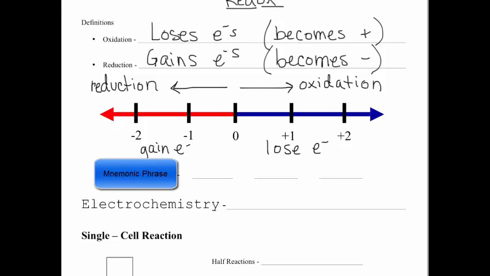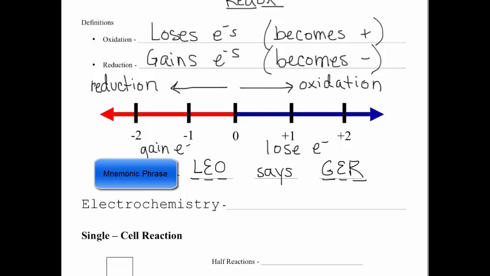So we use a mnemonic device to remind ourselves, and our mnemonic, and it works out really well because we're the Lockport Lions, is Leo says Ger. And what that means is when you lose electrons, it's oxidized. When it gains electrons, it's reduced. So hopefully that'll help you recall what oxidation and reduction is.